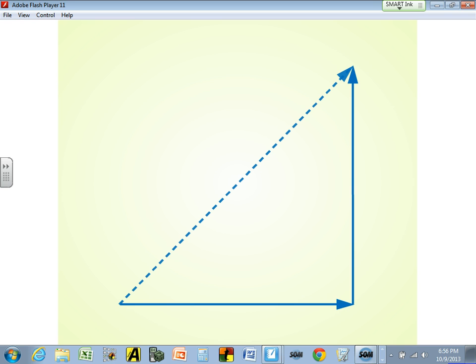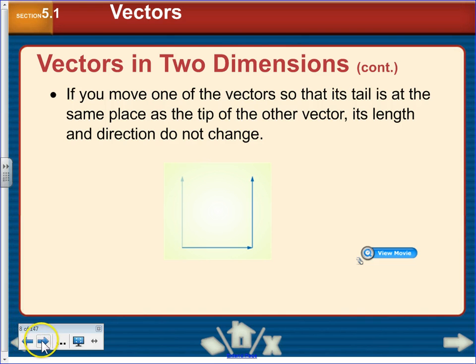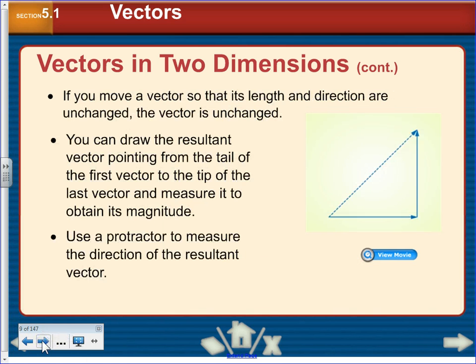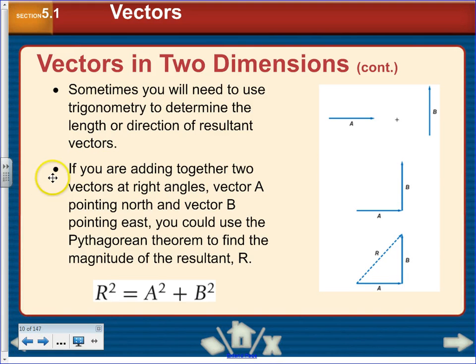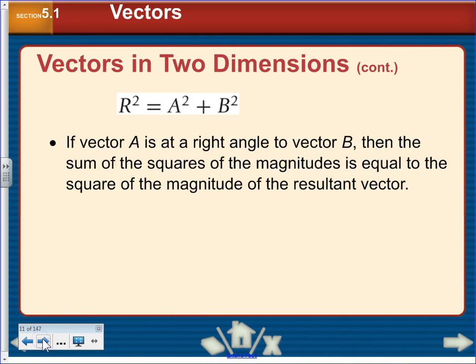So we have our two vectors here, and then we add the last one in, giving us the resultant. You can move the vectors around as long as you don't change the direction or the length. You haven't changed the vector. They're still the same vector. So if we have this, we do want to do a vector addition. You might recognize this as Pythagorean theorem. Hypotenuse squared is equal to the sum of the squares of the other two sides, which is essentially what we have here. If vector A is at a right angle to B, then it's simple.